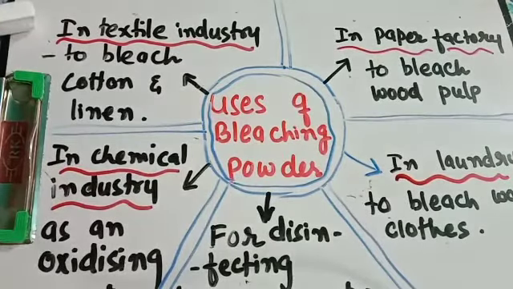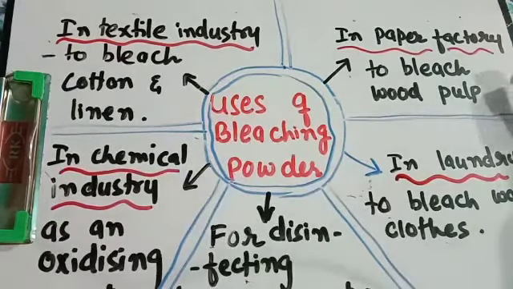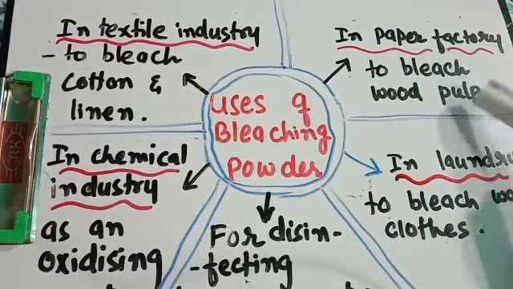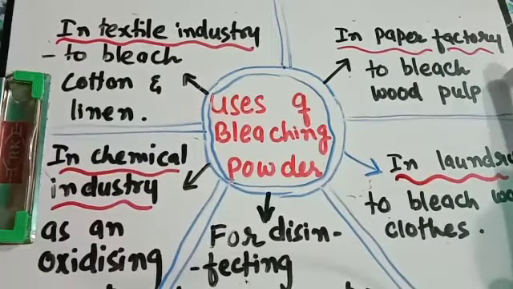First, in textile industry, that is to bleach cotton and linen clothes. Second, in paper factory, to bleach wood pulp. This is recycling of paper type. Whatever papers are going in the paper factory, they are recycling and removing the colors, removing the written things and making it white. So for that purpose it is used.